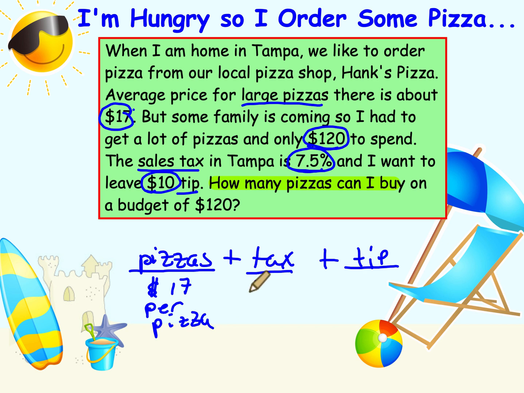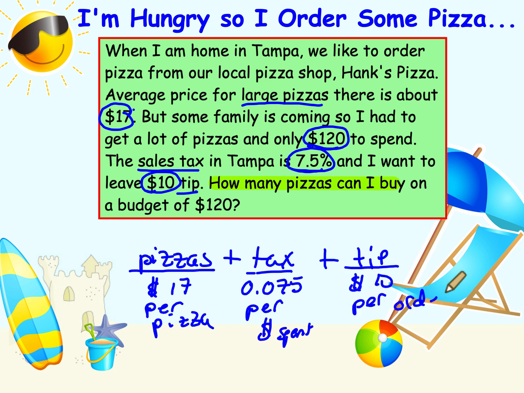The tax, remember, make it into a decimal. So it ends up being about that much per dollar spent. And the tip is just going to be $10 per order. I don't need to worry about anything else, afterwards I just add the $10. So as long as it doesn't go over 120, this is what I have. Let's go ahead and see how we can do this.